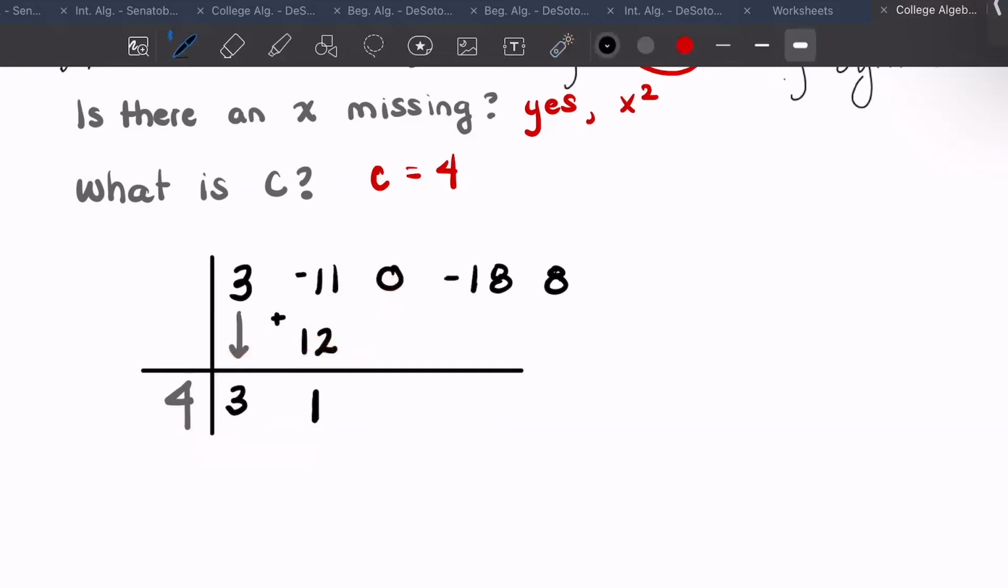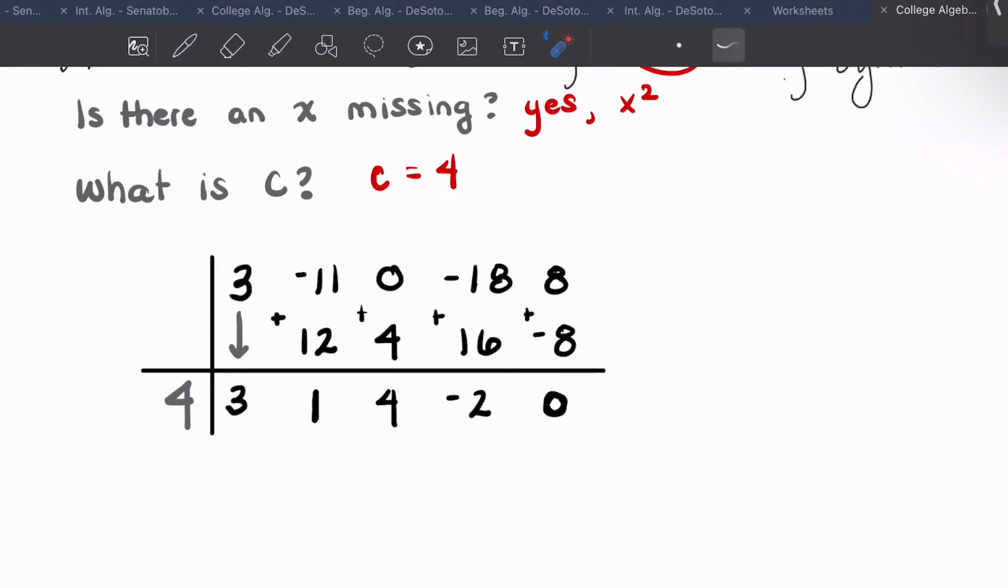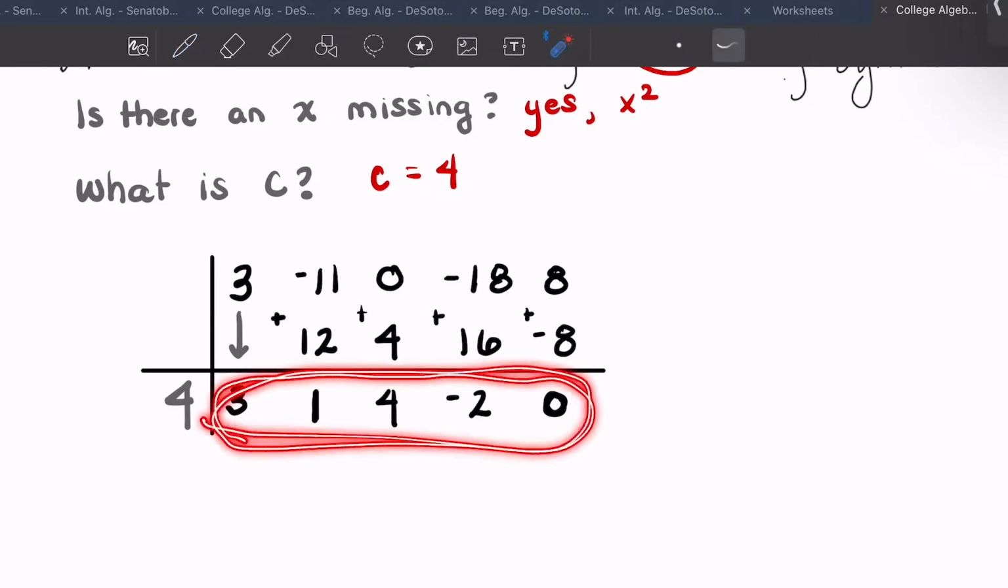All right, 1 times 4 is 4. 0 plus 4 is 4. 4 times 4 is 16. Negative 18 plus 16 is negative 2. And negative 2 times 4 is negative 8. 8 minus 8 is 0. Okay. So now what you just found are the new coefficients to your answer.